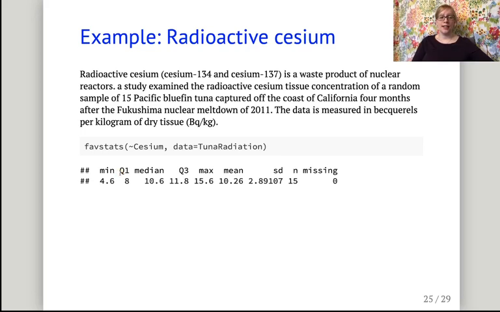Let's look at one more example. So radioactive cesium is a waste product of nuclear reactors. As you're probably aware, the Fukushima nuclear meltdown in 2011 released a significant amount of nuclear waste into the Pacific Ocean. In order to measure the effects, fishermen captured bluefin tuna and measured them for radiation exposure. So we're looking at data of radioactive cesium concentration in the tissue of 15 Pacific bluefin tuna. We've got the min, it's about 5, median's about 10, got 15 observations.